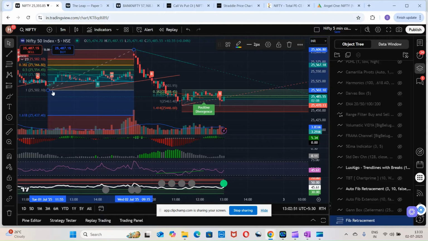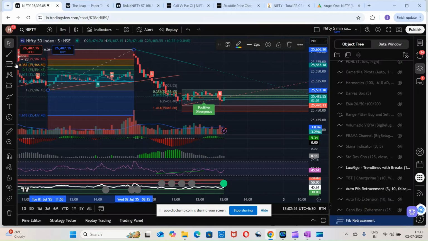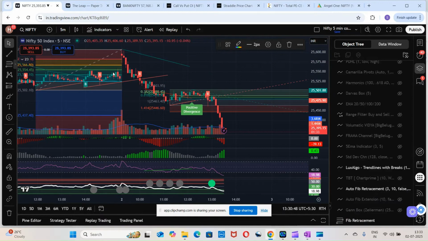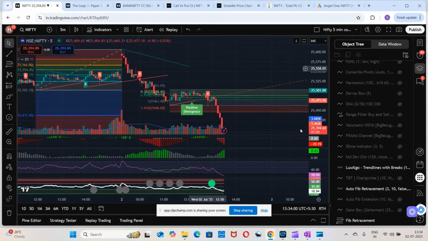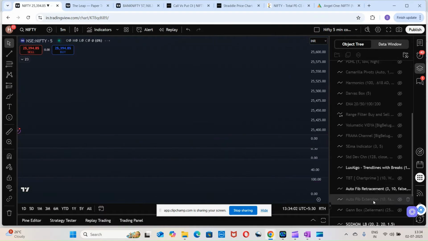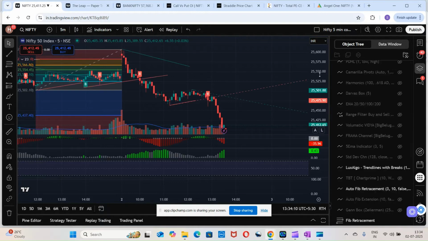That is the general consensus. What they do is take this low and high, and draw this fib retracement. There is a tool for it. So you have fib retracement and fib extension, which you can manually draw if you know how to draw it, or you could use auto fib retracement or auto fib extension. There are indicators in TradingView which automatically plot the fib retracement and extension.